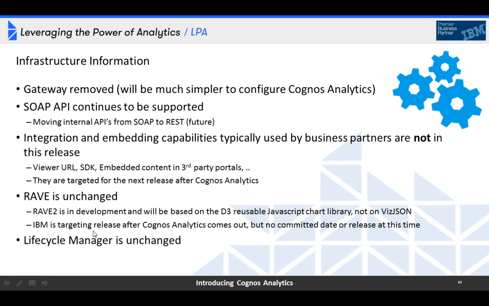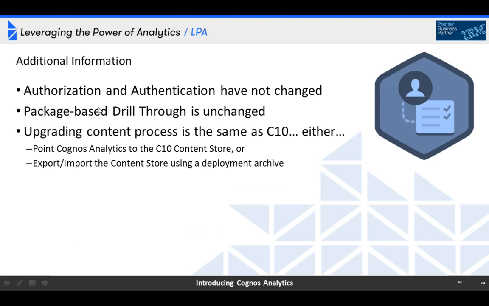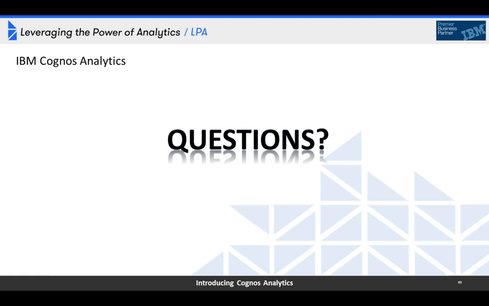Lifecycle Manager, no difference. Authorization, authentication, the different kinds of sources of usernames and passwords hasn't changed. How you give a person access to capabilities, no change at all. Package-based drill-throughs, same as it was. Upgrade process, same as it was, no difference in how you upgrade from 10.2.1 to 10.2.2. How you go from your 10 to Cognos Analytics, same process.